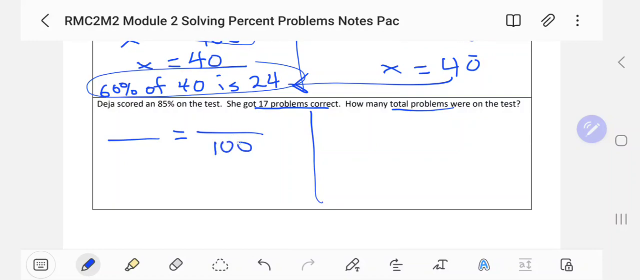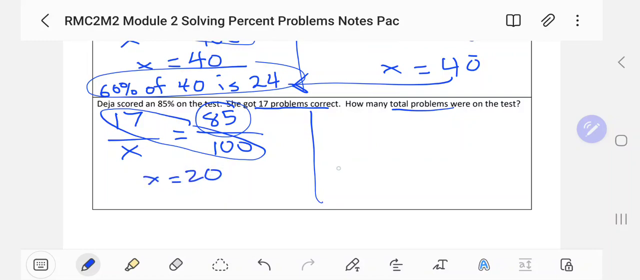So we're going to put 100 here. She got an 85. And those 17 problems represent the 85%, right? And we don't know the whole that would go next to 100%. So 17 out of what would be the same as 85 out of 100? Well, let's go. And then we're going to divide by that. Yay, another neat, beautiful whole number. X comes to 20. What does that mean? 20 problems on the test. That makes sense.